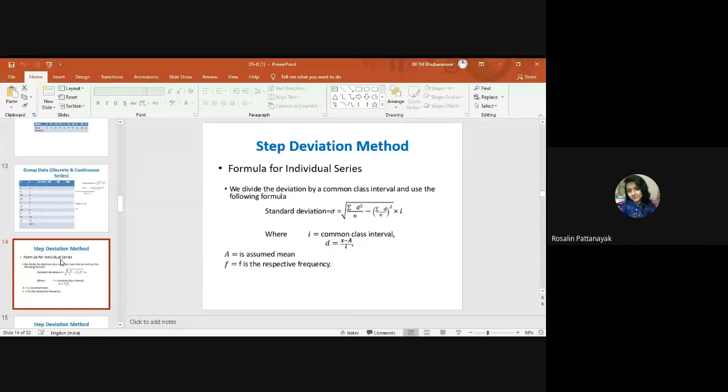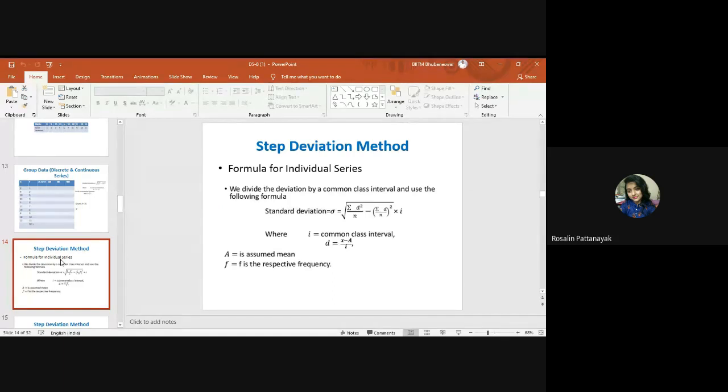The formula for individual series. In case of step deviation method, we divide the deviation by a common class interval and use the following formula: sigma equals square root of sum of d square divided by n minus sum of d divided by n whole square, into I. Where I stands for common factor or common class interval, d stands for deviation, that equals x minus a, where a stands for mean, divided by I. I repeat, I stands for common factor, d stands for deviation, a stands for mean.